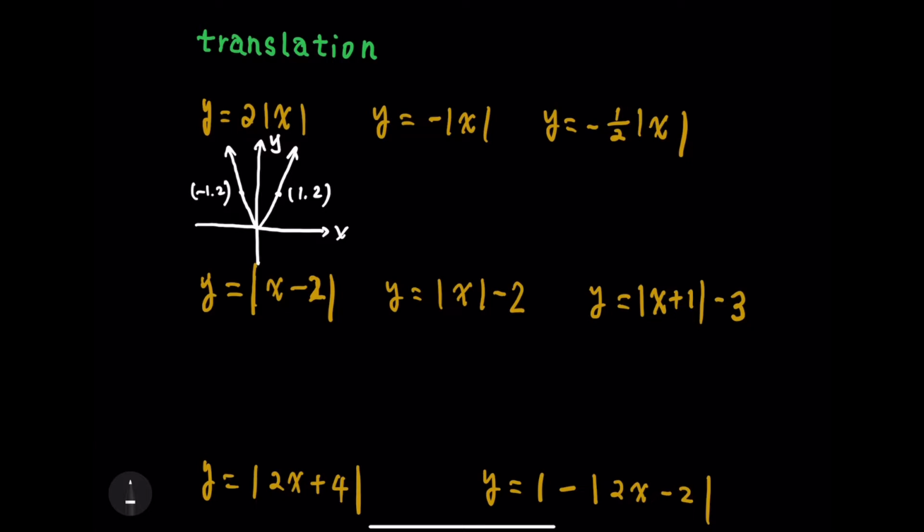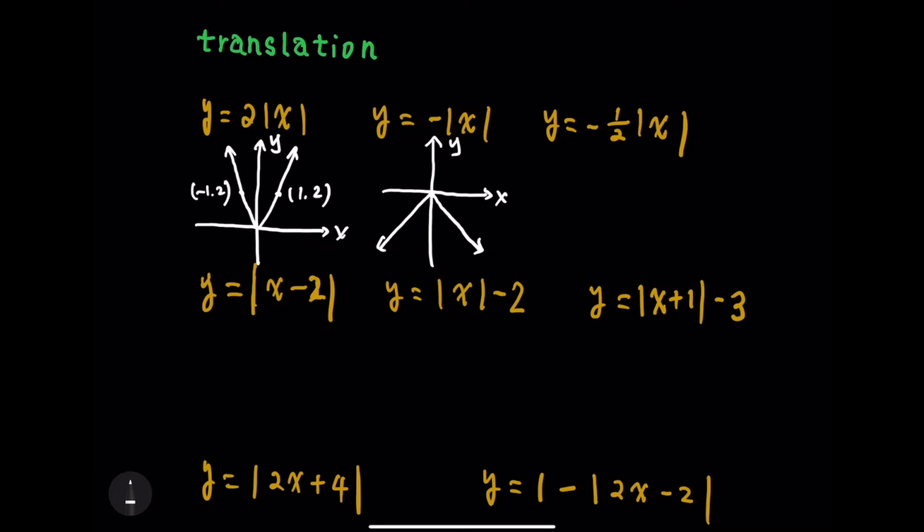For the second one, we're using the original one for translation. We have y equals absolute value of x, and now we have y equals negative absolute value of x. Which means the curve is just flipped over the x-axis entirely. So that is y equals negative absolute value of x.